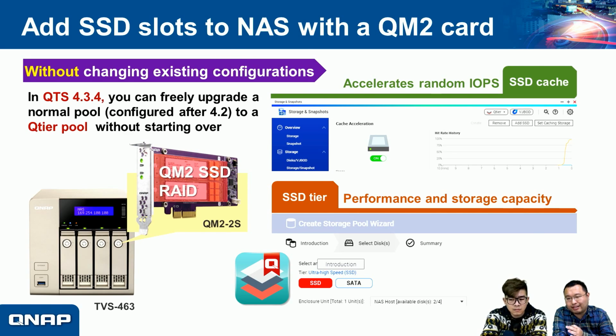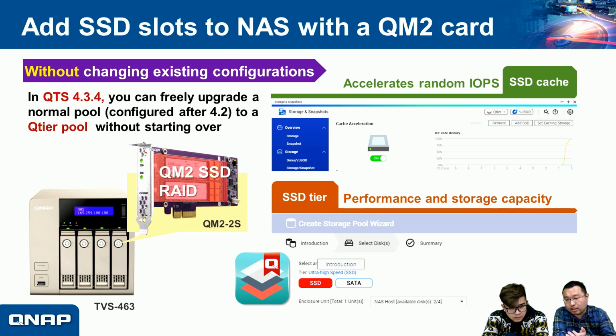What's more, with QNAP's Qtier auto tiering technology, you can set up the SSD tier with those M.2 SSDs to get very high speed performance. And not just that, you also get increased storage capacity, which you cannot get with a traditional SSD cache.